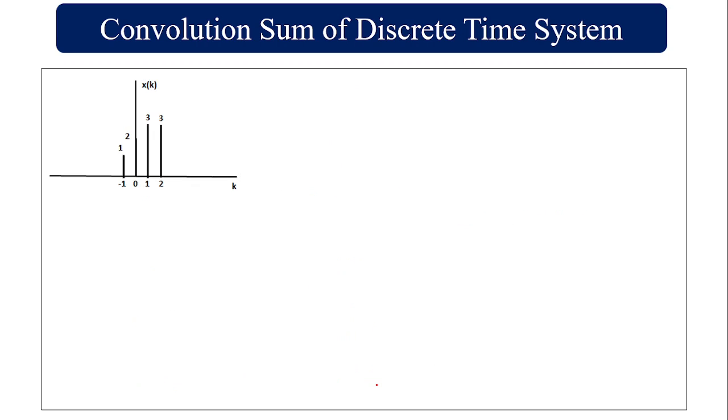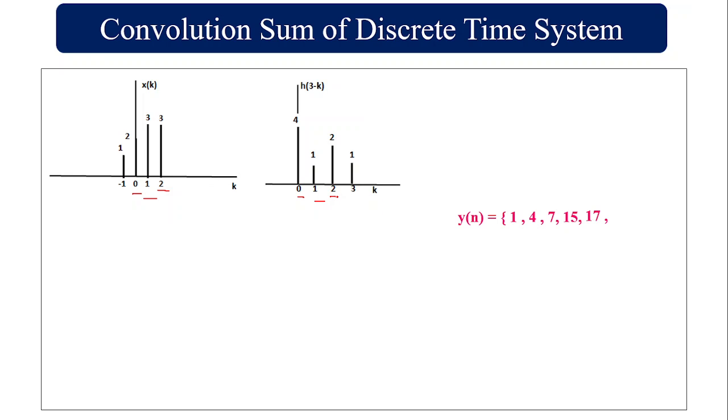So next is going to be x of k into h of 3 minus k. So here the corresponding values are 0, 0. So it's going to be 2 into 4. Then again it is going to be 3 into 1. Again it is going to be 3 into 2. So totally the value is going to be 17.